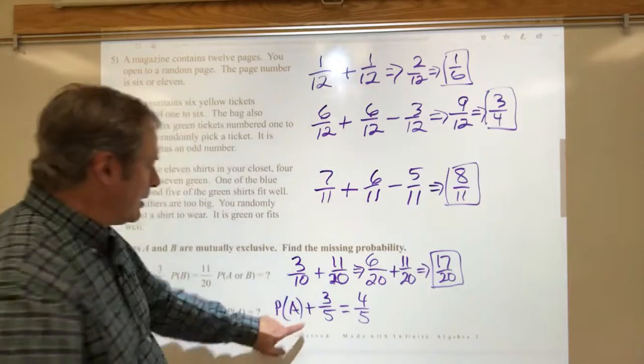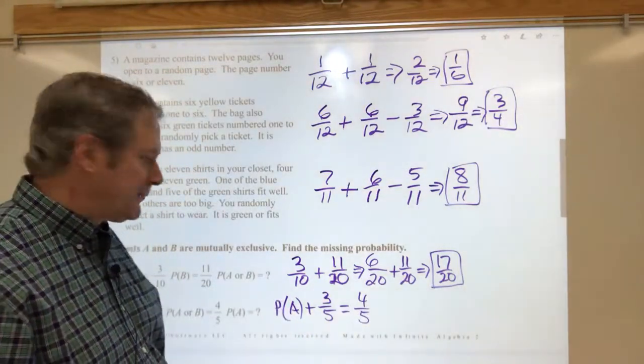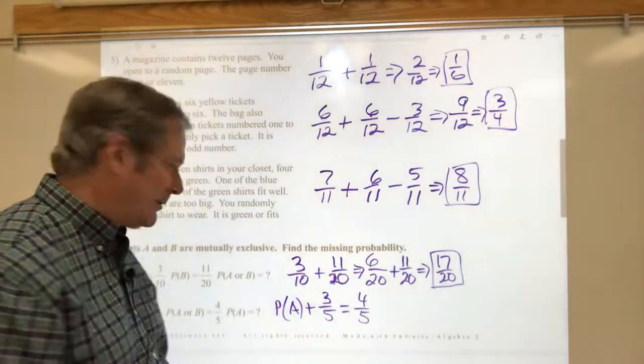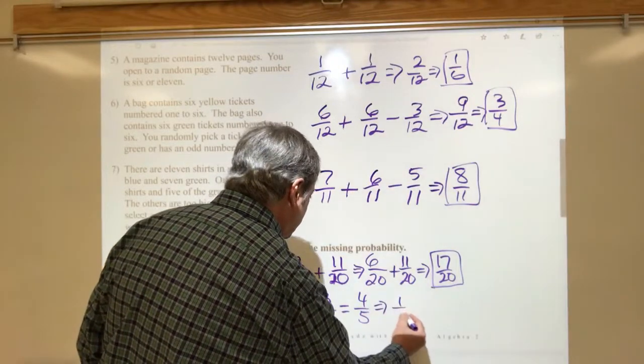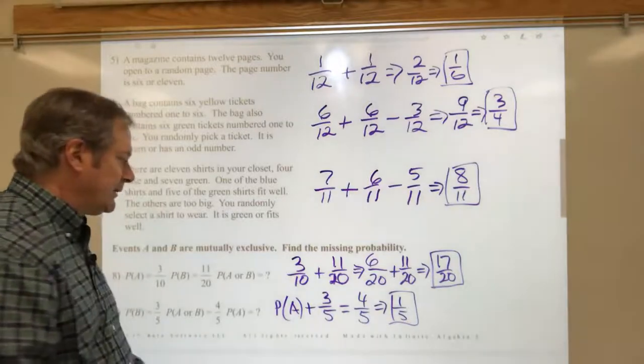And that the or is why I put the plus sign there. So how are we going to solve for probability of A? Well, I hope you'll see that we just subtract 3/5 from both sides. 4/5 minus 3/5 is 1/5. And there you have it. That's example 9.